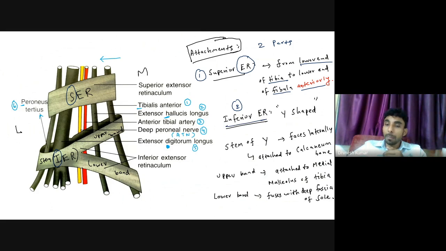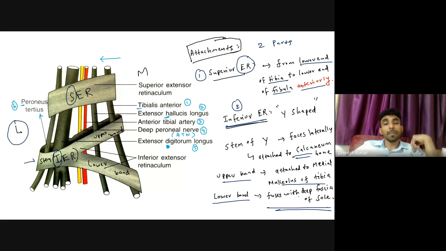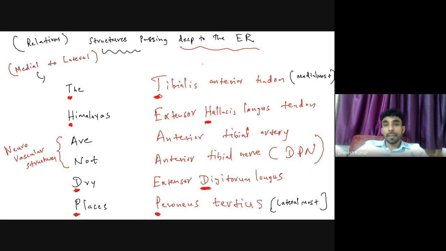What about inferior extensor retinaculum? As you see here, it is Y-shaped. Laterally, you have the stem of the Y, which is attached to the calcaneum bone. What about medially? Medially, it consists of two bands. Upper band is attached to the medial malleolus of tibia. Lower band fuses with the deep fascia of the sole. Fine? So attachments may be asked of the extensor retinaculum.